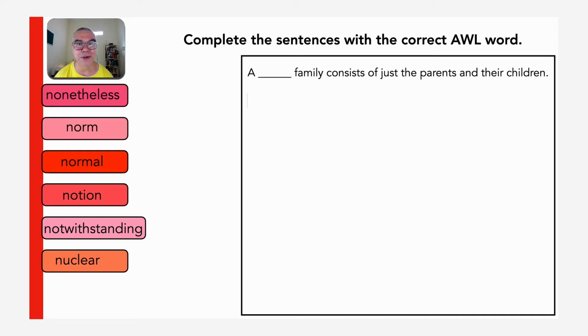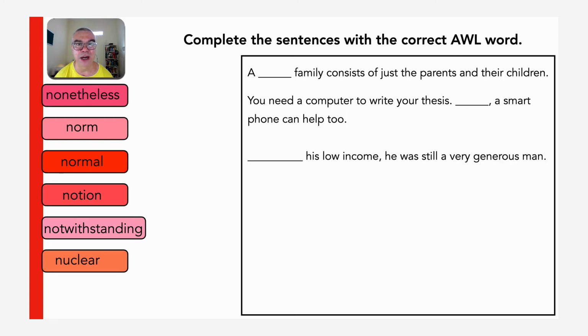You need a computer to write your thesis. Blank, a smartphone can help too. Blank his low income, he was still a very generous man. There is no such thing as a blank relationship. They are all unique in some way.